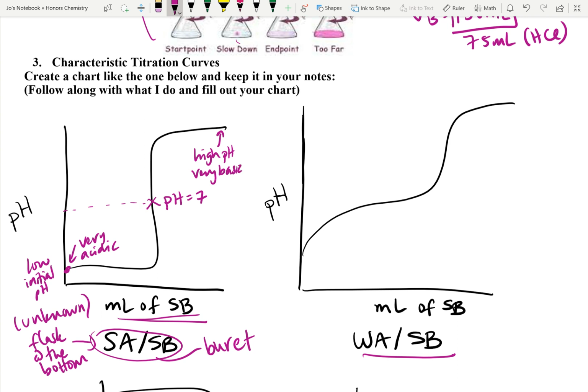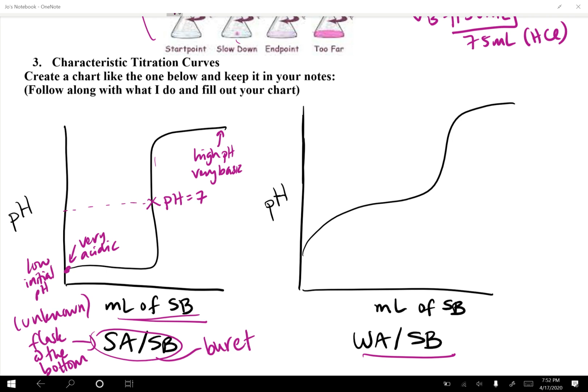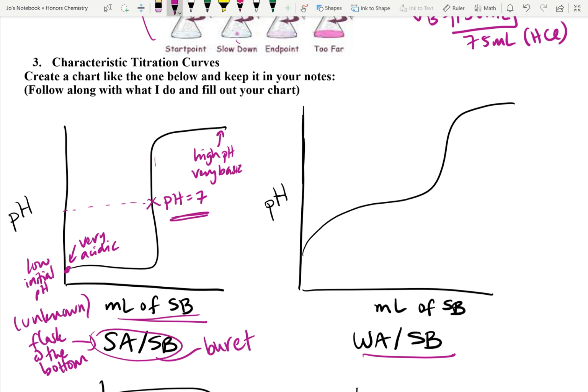Notice the shape of the curve is kind of dramatic, how it jumps up. It's not very flowy. So that is how I would put the shape of the curve. I would actually redraw this curve. And then you would choose an indicator using that indicator chart I showed you above. And so you choose an indicator where it would change near pH 7. Okay, so let's look at this next one.